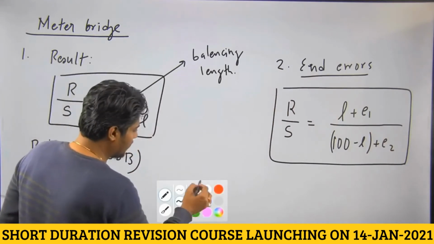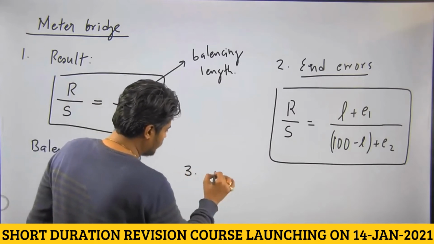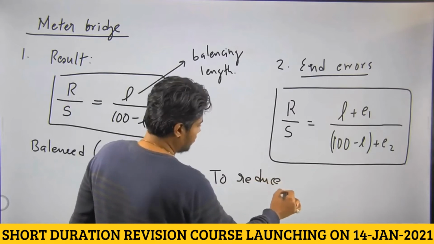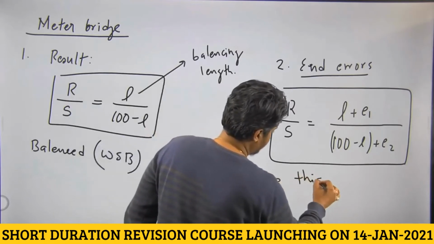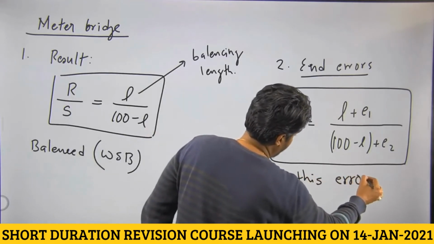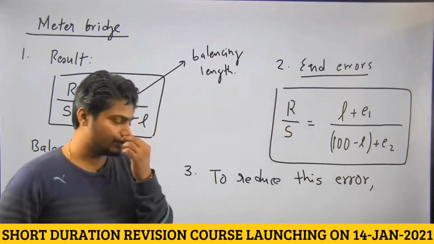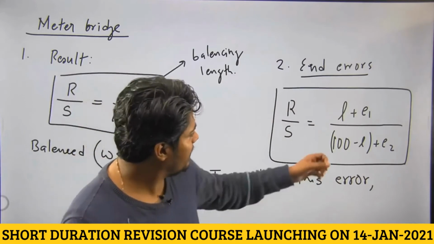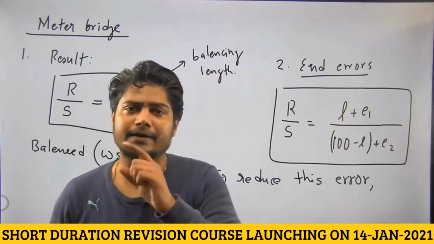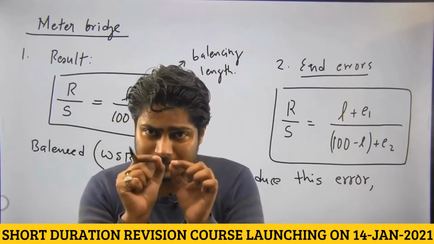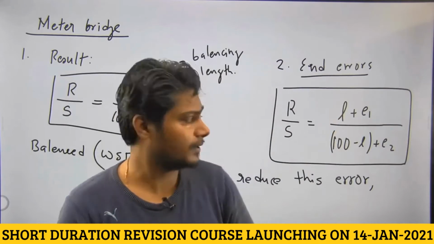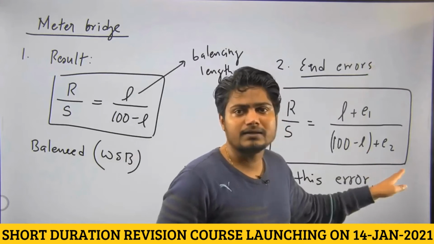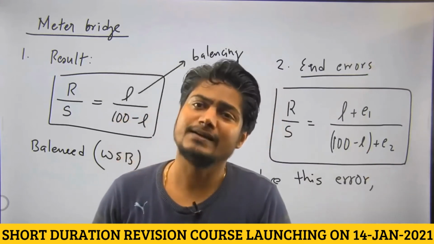And of course, there is a way to reduce the error. So, that is our third point about this thing. To reduce this error, how do we reduce this error? This error can be reduced, my dear students, if we bring the balancing point at mid. If we bring the balancing point at the midpoint, then what will happen? The numerator and denominator will become equal, and both errors get exactly cancelled out by each other.